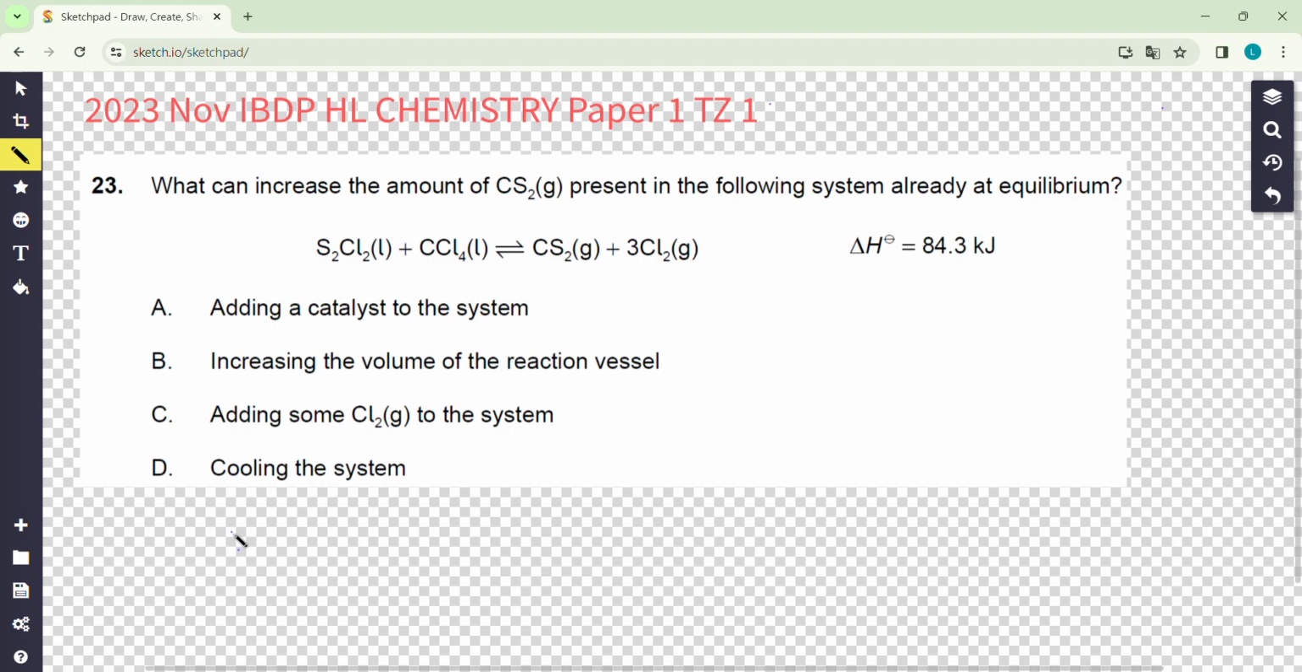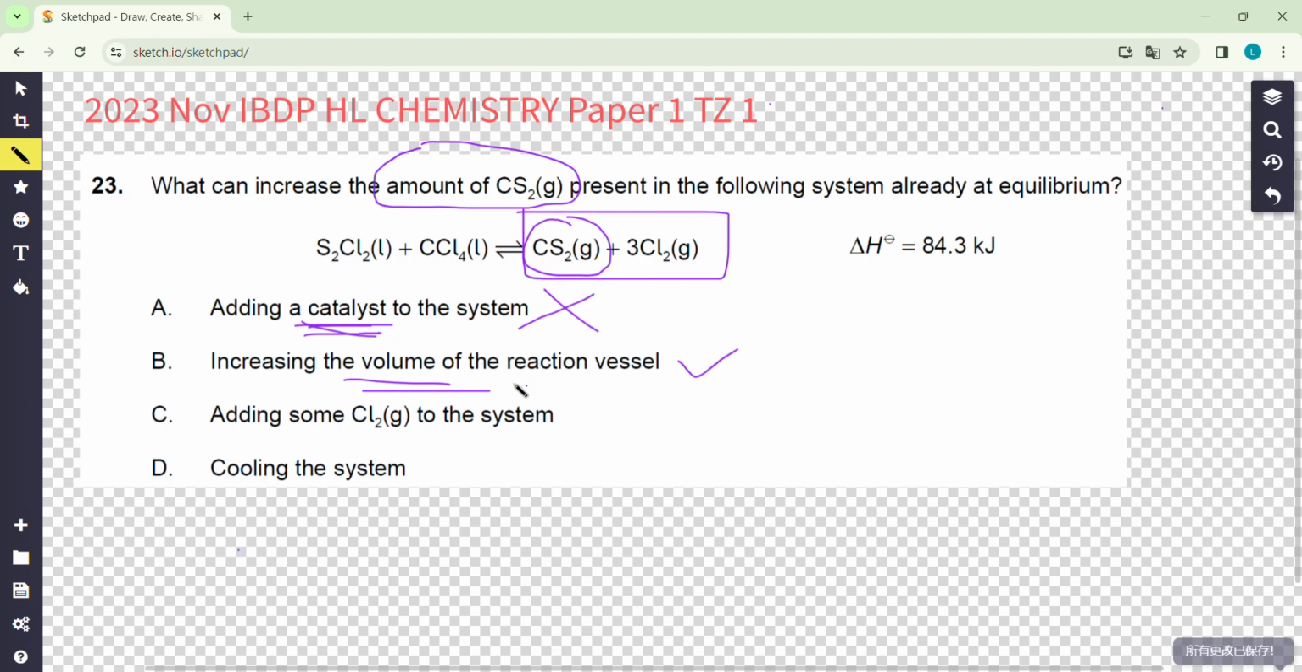Question 23 is about how to increase the amount of CS2, the amount of products produced. First, adding a catalyst only increases the rate of reaction. It doesn't increase or shift the equilibrium position. Second, increasing the volume of the reaction is possible because only the right hand side has gas products.